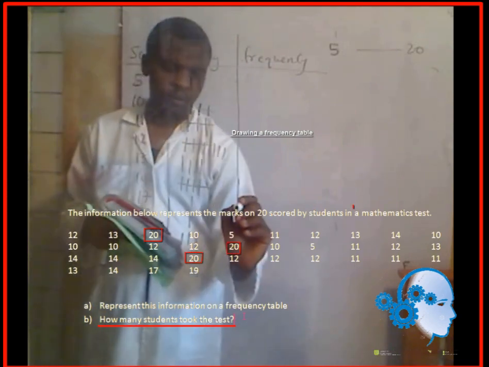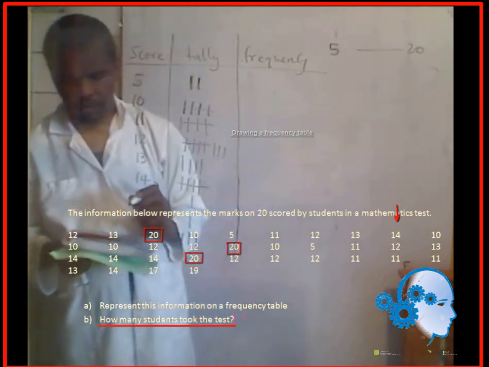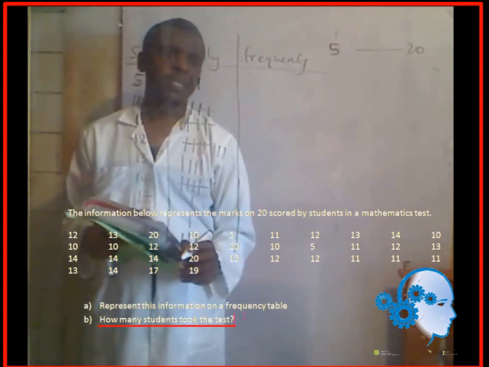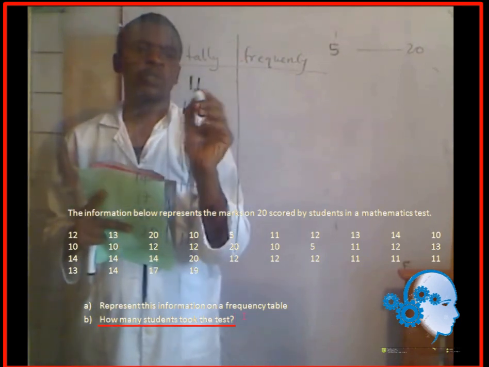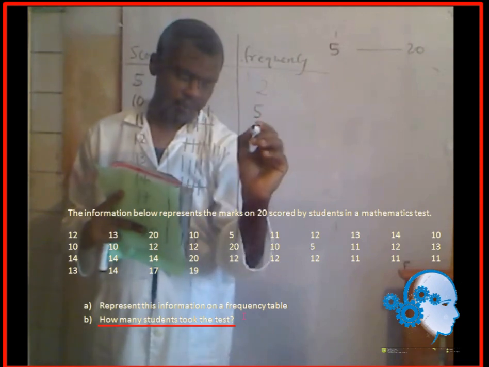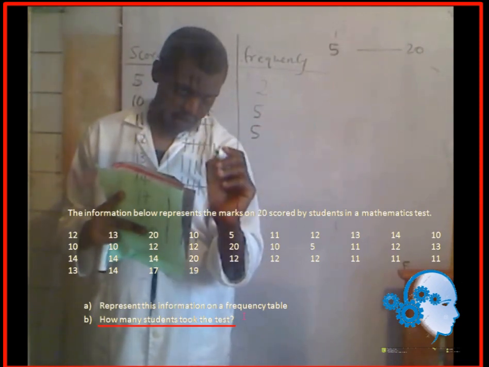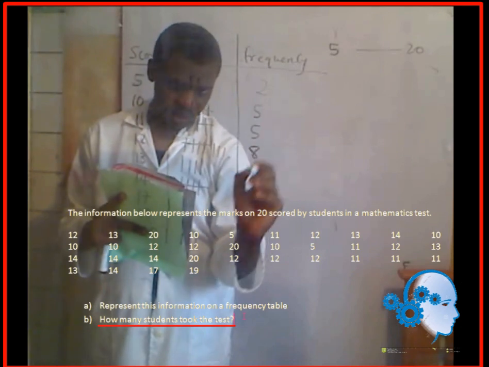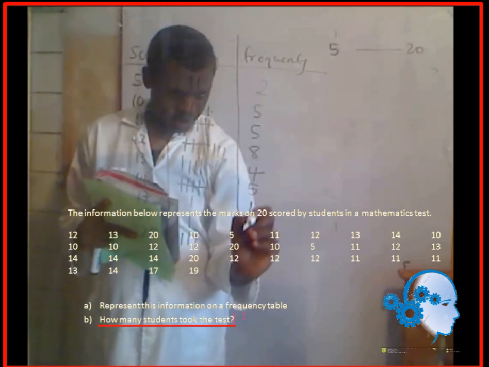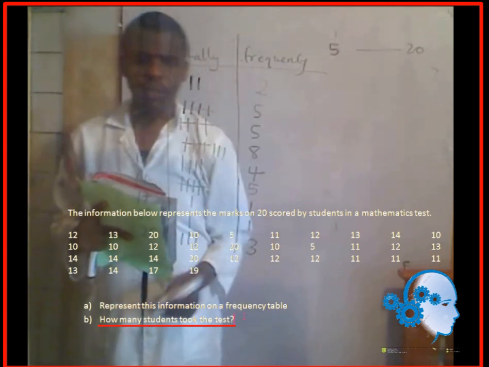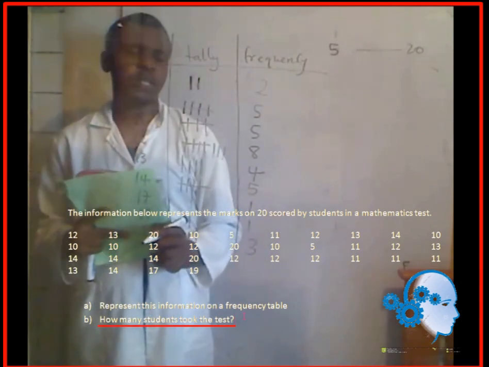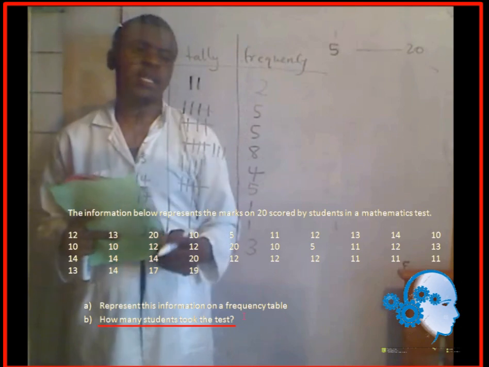That's all. So after tallying, we have to convert our tallies now to actual frequencies. So these two strokes here represent 2. So this is 5. This is 5. This is 5, 6, 7, 8. This is 4. This is 5. 1, 1, 3. So we have come out with a frequency table for this data. And you see here that the frequency table summarizes the data.